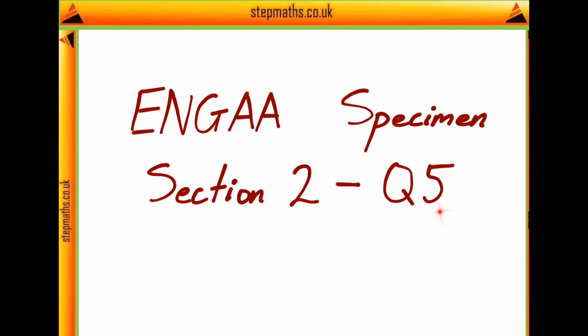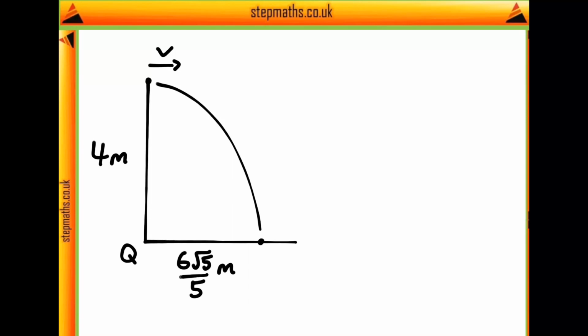So here we're going to look at question 5 from section 2 of the ENGAA specimen paper. In this question, we're told we have a projectile which is fired at a horizontal velocity v, from a height of 4 meters above this point Q. When it lands, it's travelled a distance of 6 root 5 over 5 meters to this point at which it lands, from Q. So with this information, the question asks us to find the initial velocity the projectile is fired at.